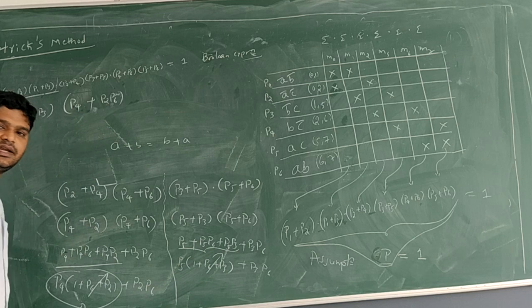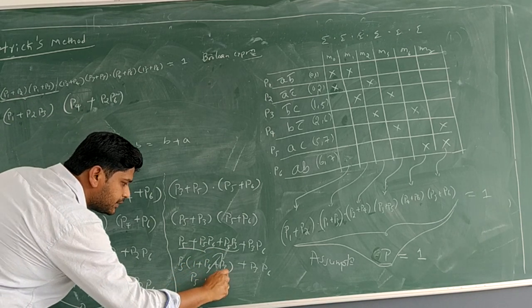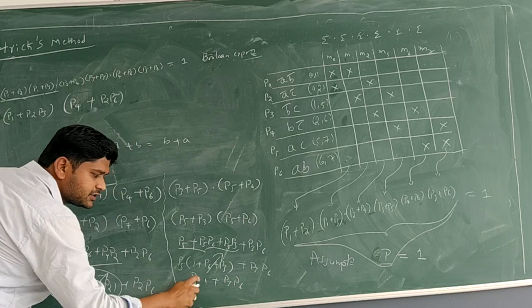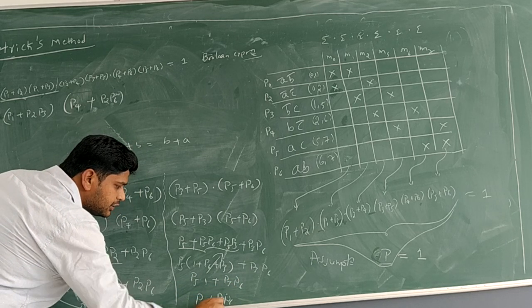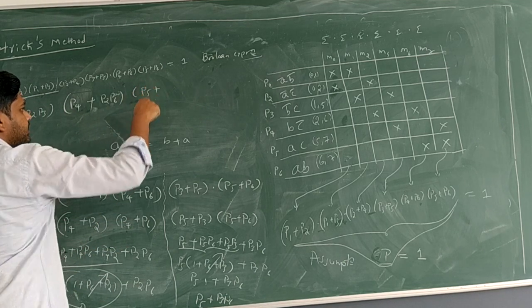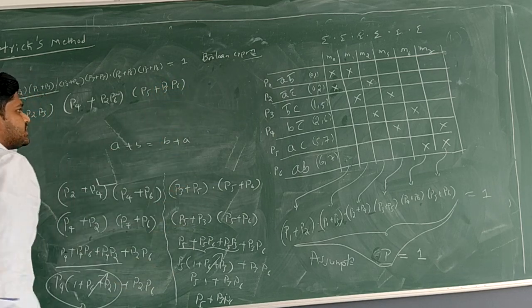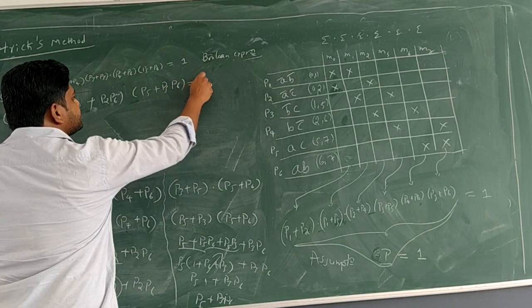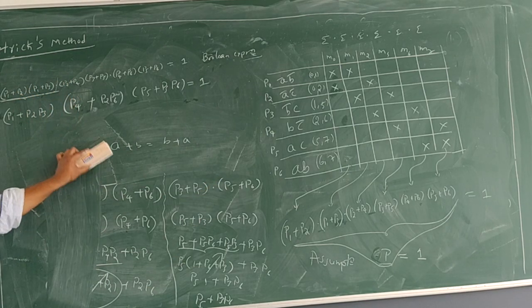So 1 plus anything will give us what? P5 into 1 plus P3 P6. P5 into 1 will give us P5 only. Hence we got P5 plus P3 into P6. So again this will be equal to 1. We are simplifying this. Okay.